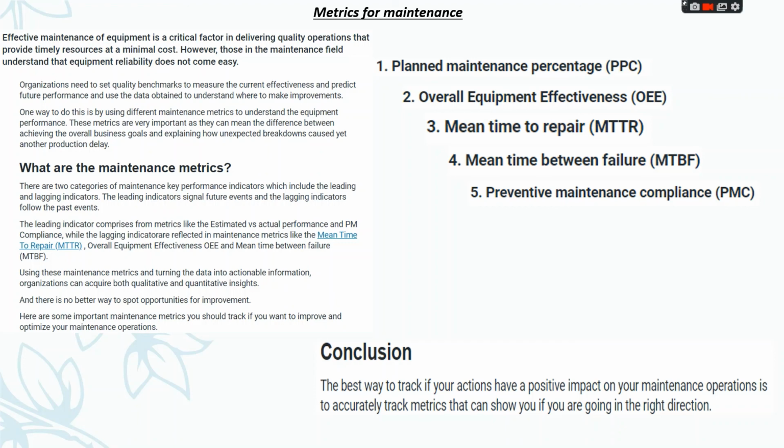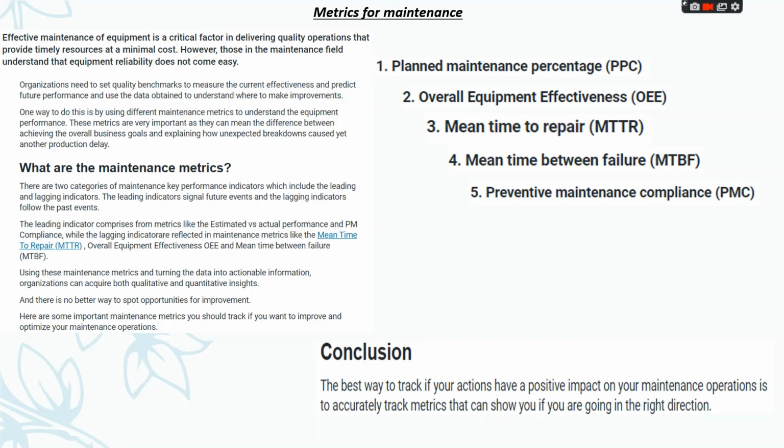Here we'll be dealing with 5 points of how steps are taken for maintaining the metrics. First is the planned maintenance percentage, second is overall equipment effectiveness, third being the mean time to repair, fourth mean time between failure, and fifth is the preventive maintenance compliance.